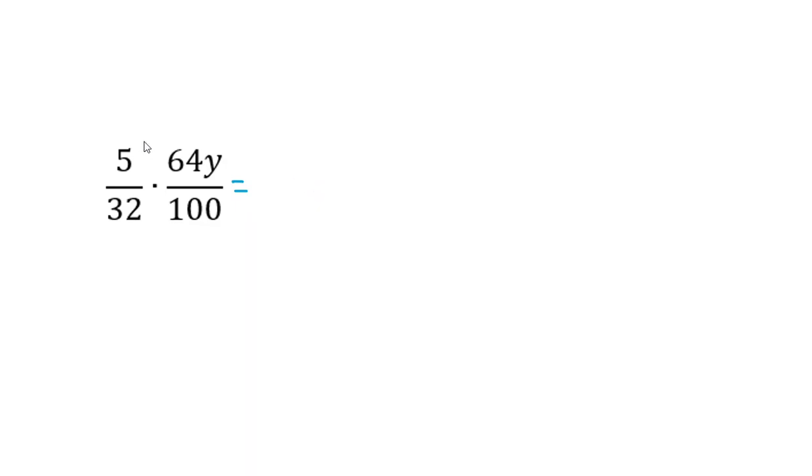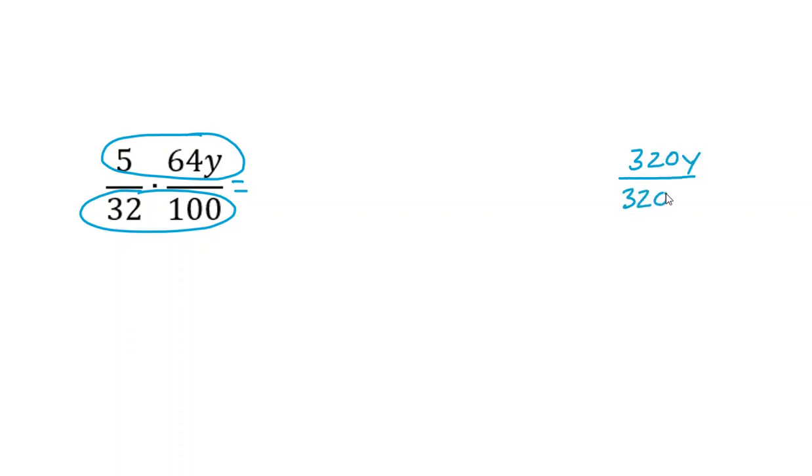Okay, so I said we're just going to multiply the tops together, 5 times 64, and the bottoms together, 32 times 100, and we're going to get this ugly, let's see, 320y over 32,000. Actually, that might actually be pretty easy to simplify if you're thinking about it. But here's the deal. Once you do that multiplication, you get a big number here and a big number here. The next step, or the last step, is going to be to reduce the fraction.